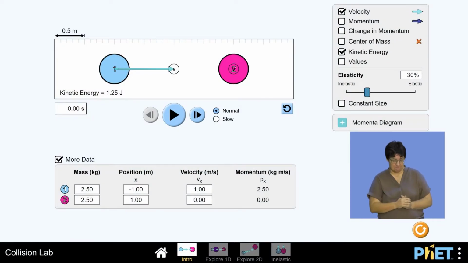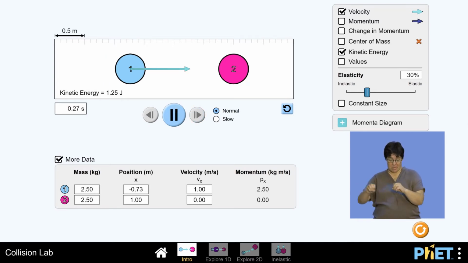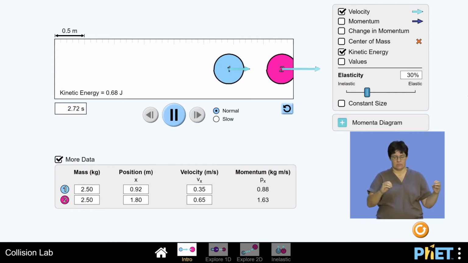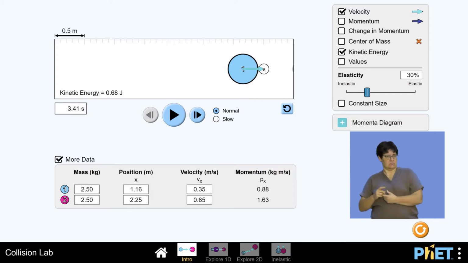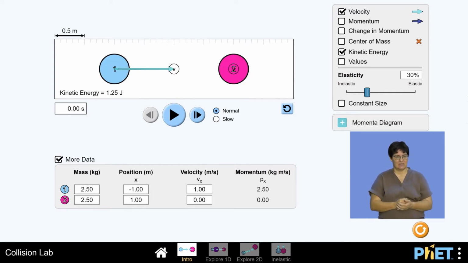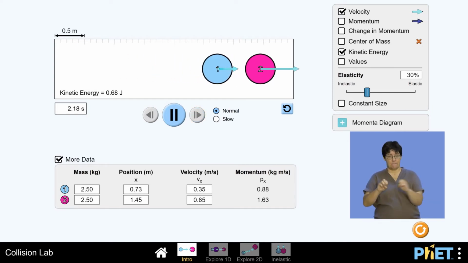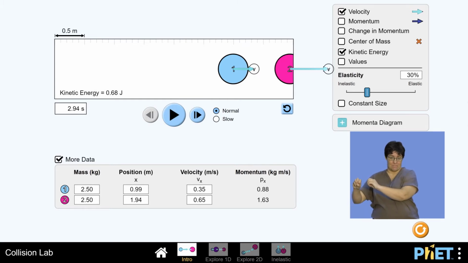I have my two objects, one stationary, one moving. Remember, when this was elastic, number 1 stopped and number 2 kept going. So let's see what happens if I put them together now. Oh, now that's more realistic. Okay, watch again. We've made it an inelastic collision. Number 1 keeps moving now. When it was elastic, number 1 stopped. Now it keeps moving, which is more likely to happen.